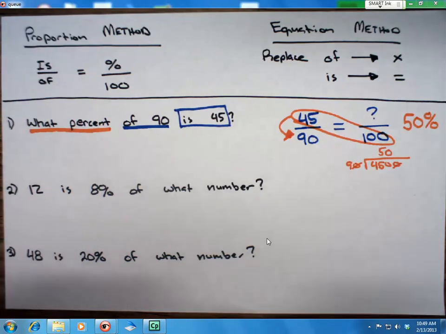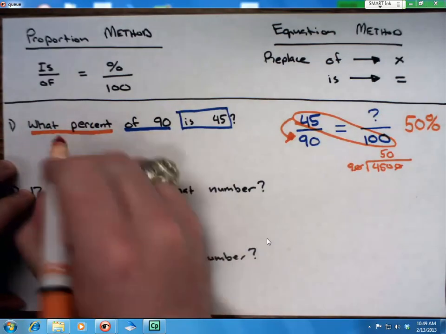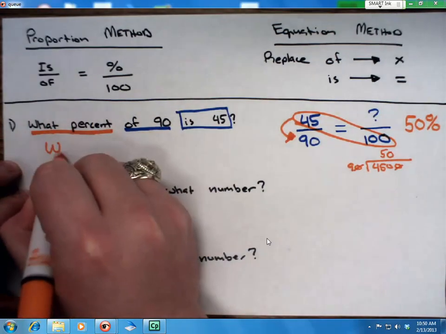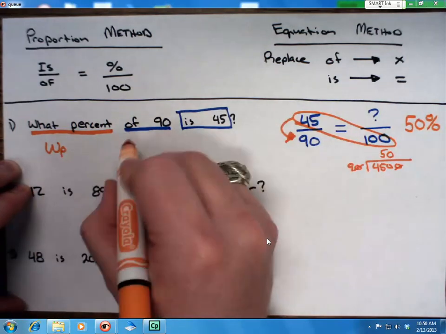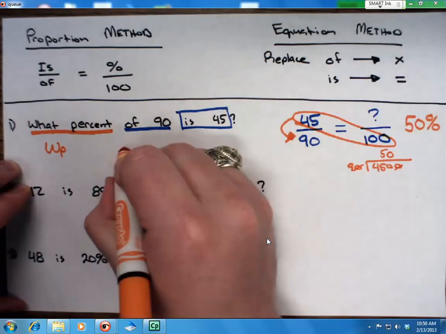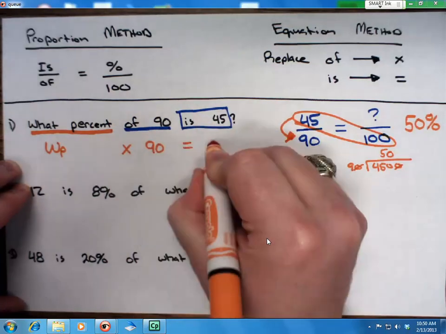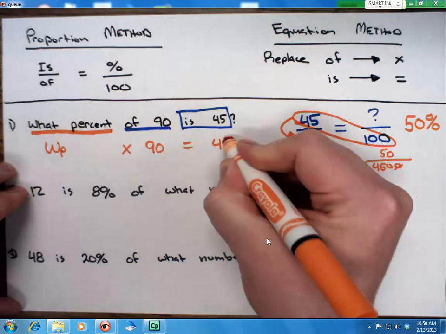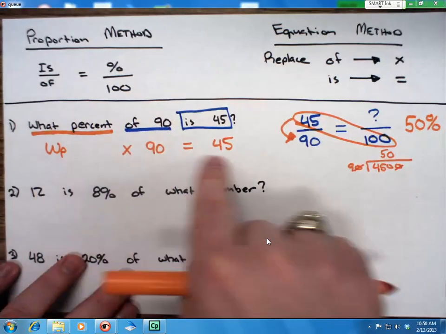Some of you might prefer this method. Let's look. It says what percent. So I'm going to replace that what percent with a WP. That means what percent. Then I have the word of. I'm going to replace that with times. Is equals 45. So we have what percent times 90 equals 45?